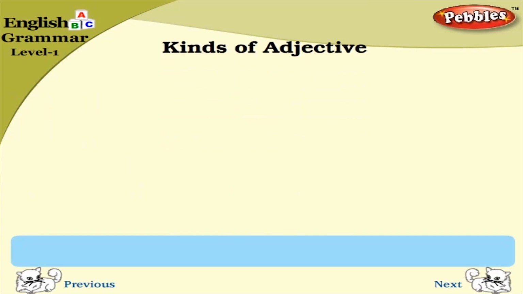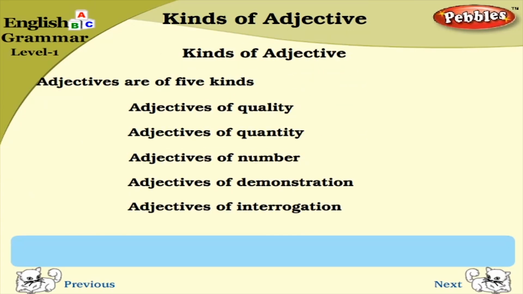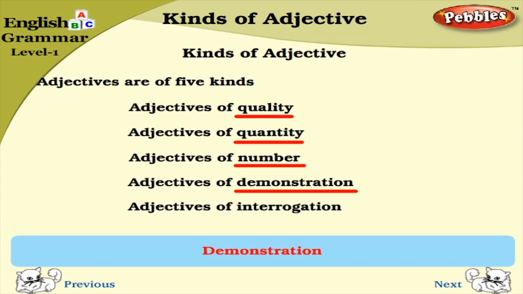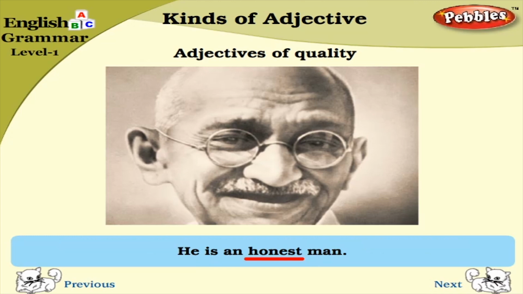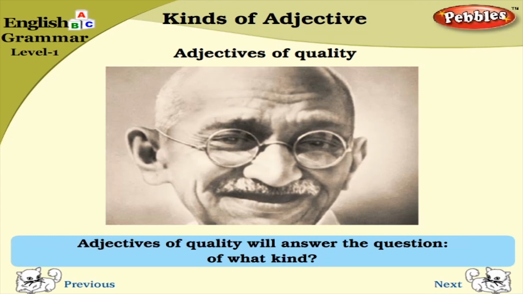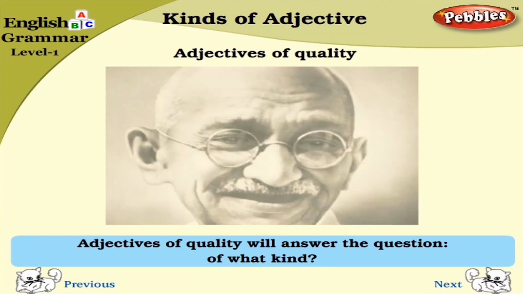Kinds of adjective. Adjectives are of five kinds. They are adjectives of quality, quantity, number, demonstration, and interrogation. Adjectives of quality show the kind or quality of a person or thing. He is an honest man. Adjectives of quality will answer the question of what kind.